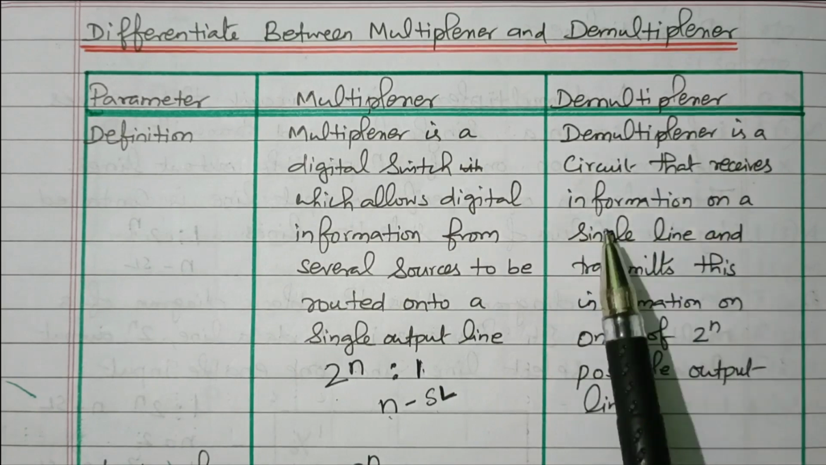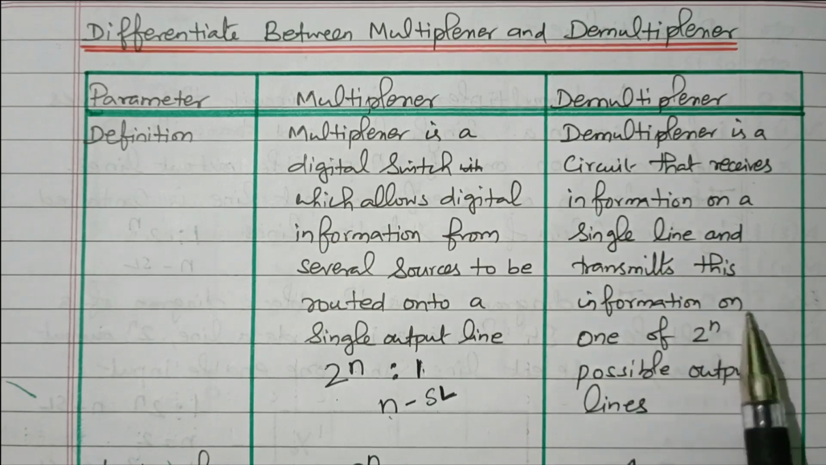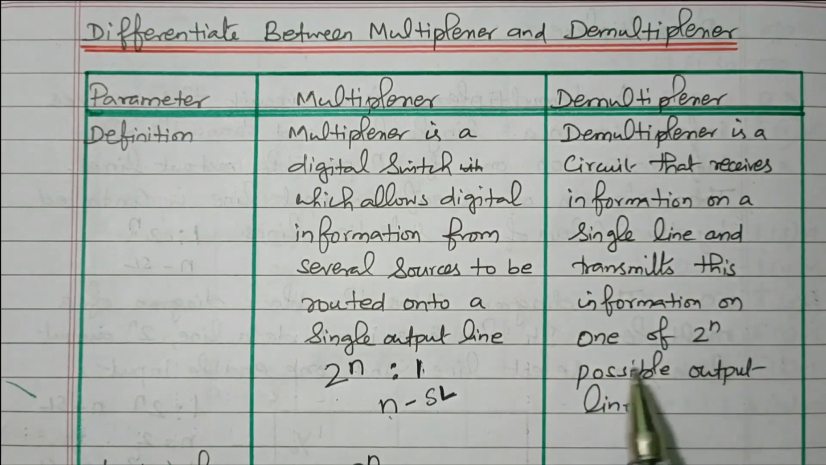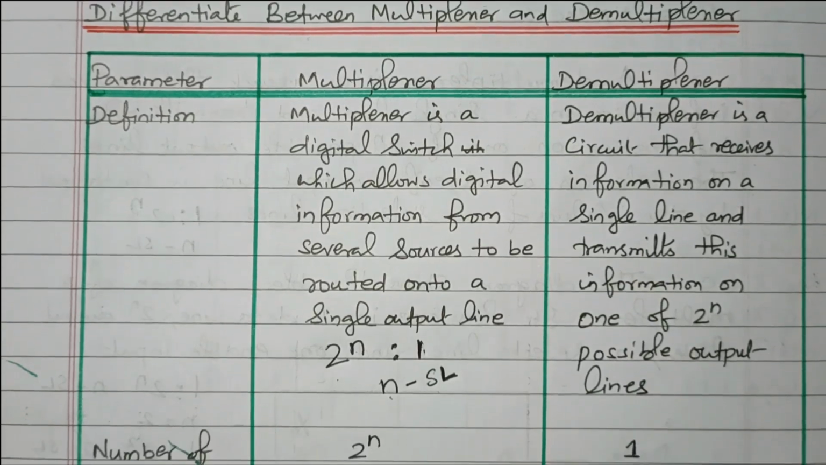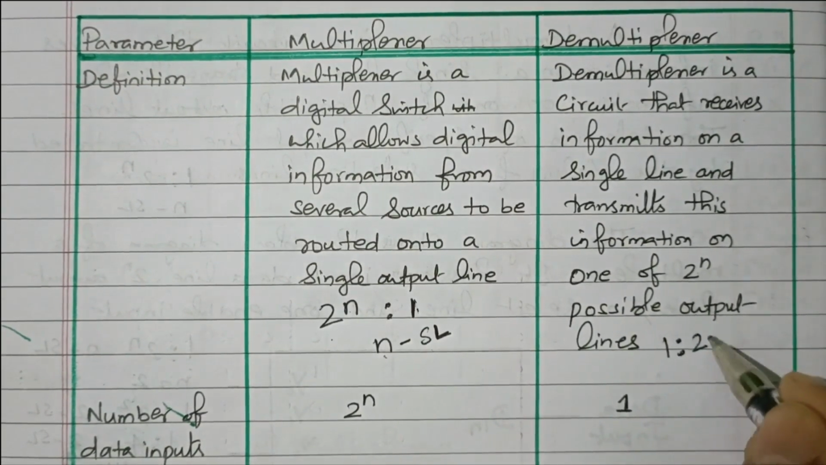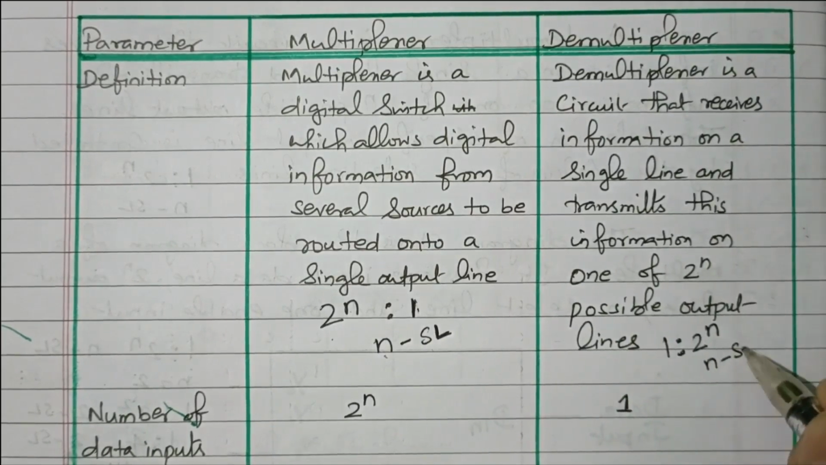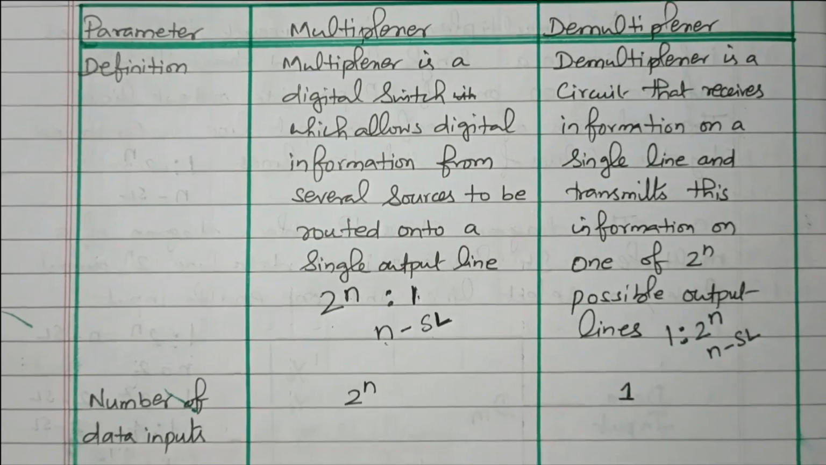Demultiplexer is a circuit that receives information on a single line, only one information, and transmits this information on one of the 2 to the power n possible output lines, right? One information is converted into 2 to the power n possible outputs. That is 1:2 to the power n with n selection lines, just opposite to the multiplexer. Only one input is divided into 2 to the power n number of outputs, that is controlled by the n selection lines, right? So this is the basic definition.